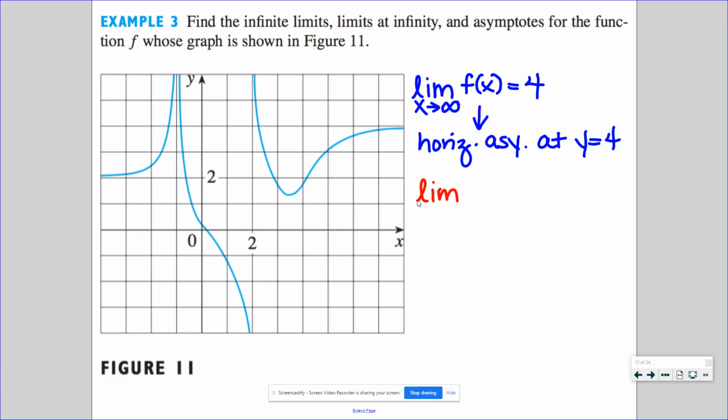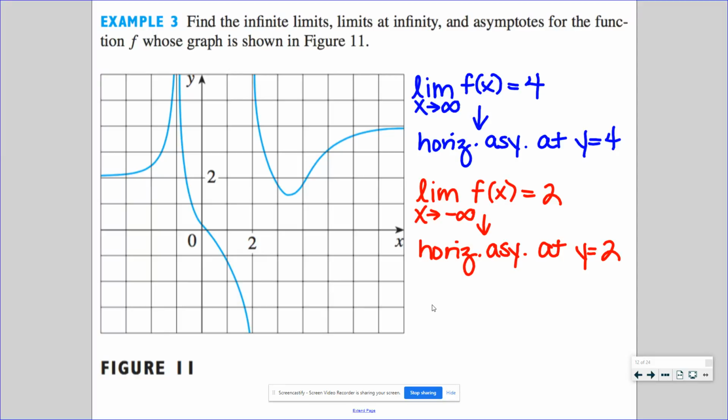While we're at it, let's go ahead and take the limit as x goes to negative infinity. So go to the very left side of your graph. That's where x goes to negative infinity. Where does it level out? It looks like it's about a 2. So that means we have another horizontal asymptote at y equals 2.